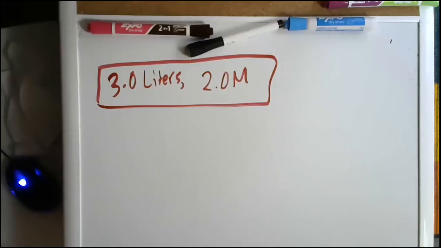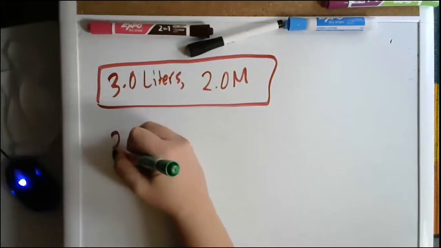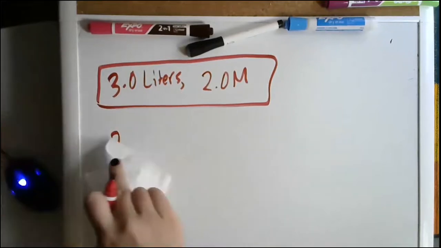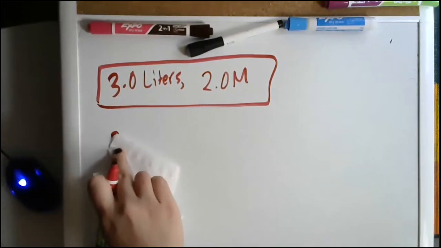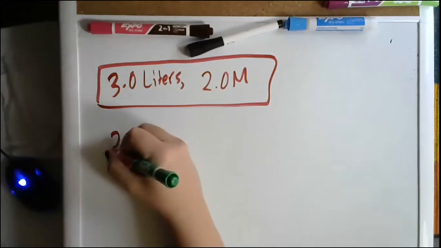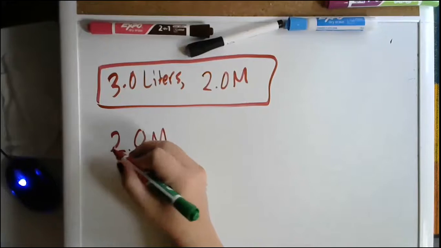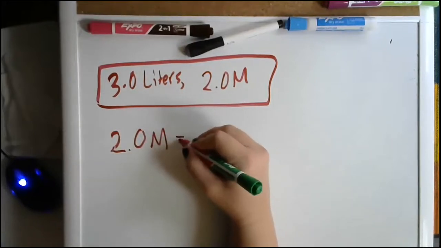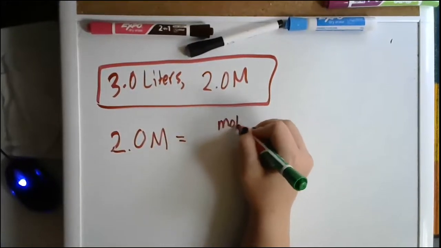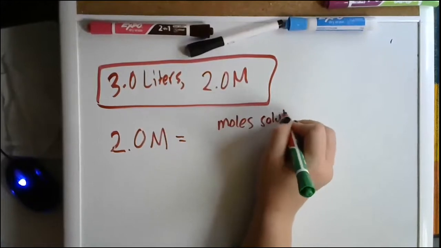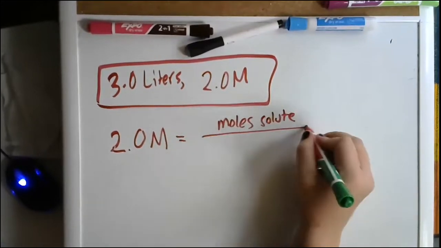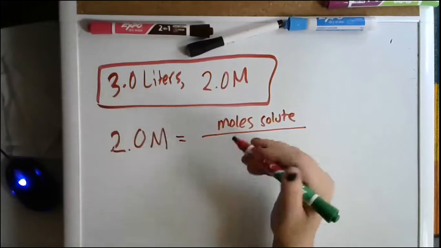Okay, so to solve this, we're going to set up our molarity expression. That's a really bad 2, let me fix that. We have a 2 molar solution, and we know that molarity means moles of solute over liters of solution. And we know that we have 3 liters of solution here.